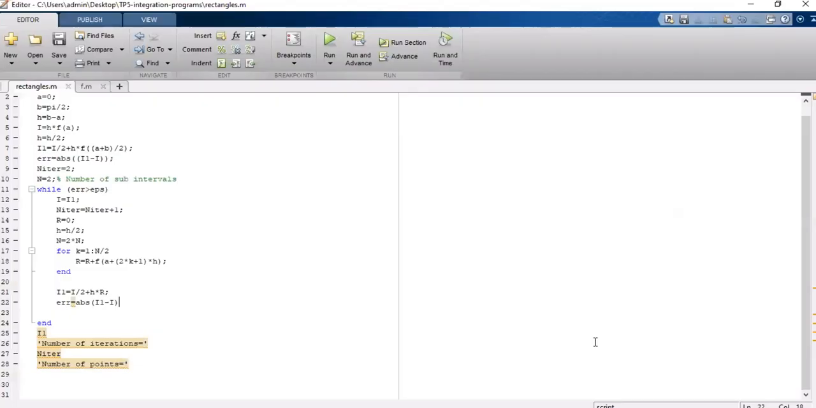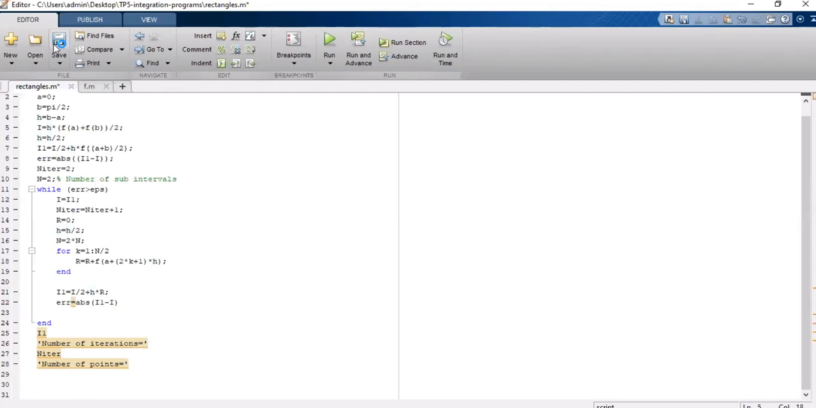This was the MATLAB program. Here I had h f of a. So here, instead of using h f of a, I will use h f of a plus f of b, with all the same parentheses, and I divide by 2 here.